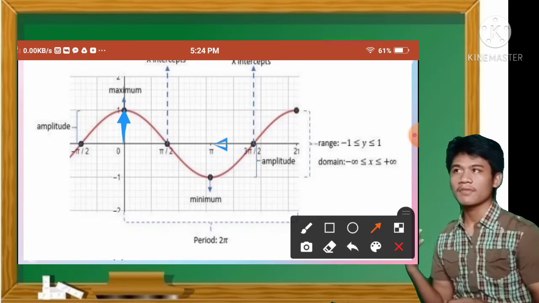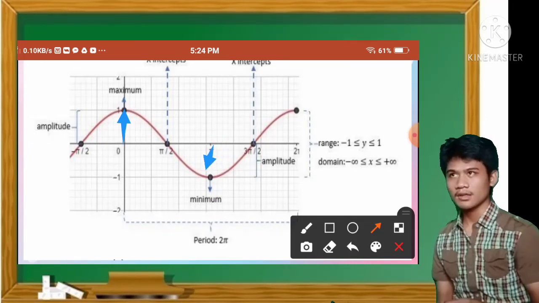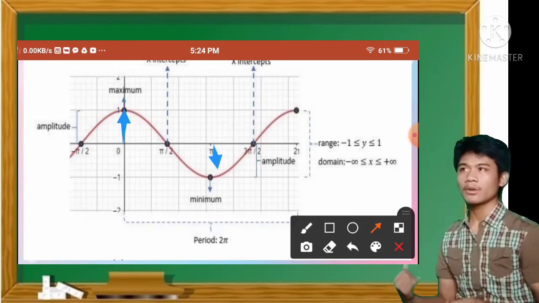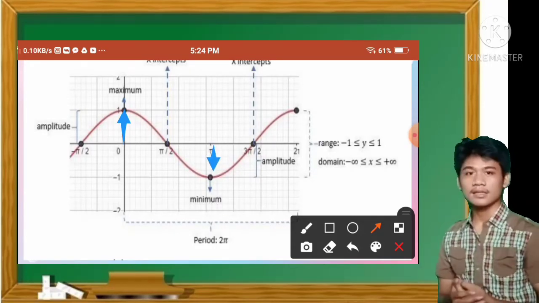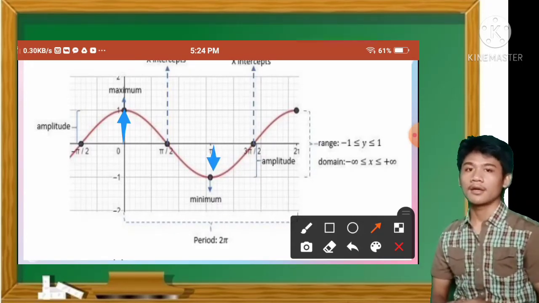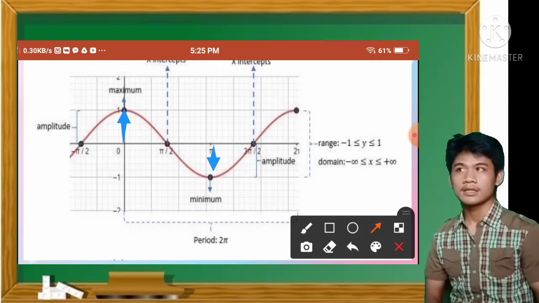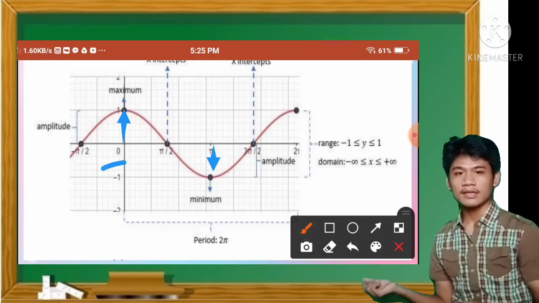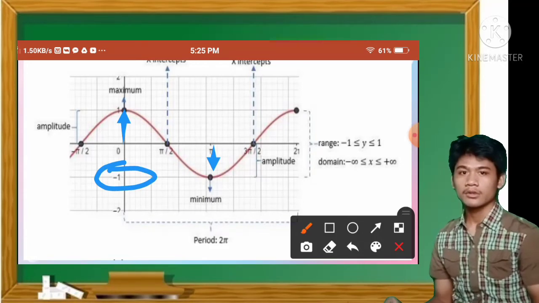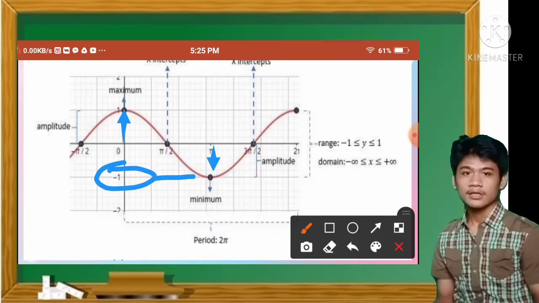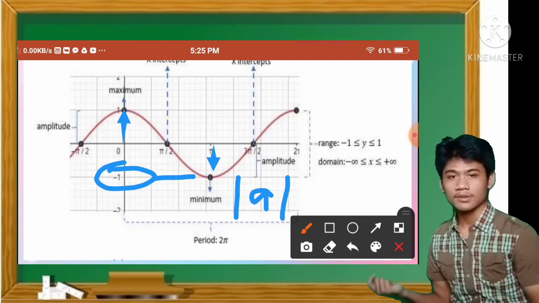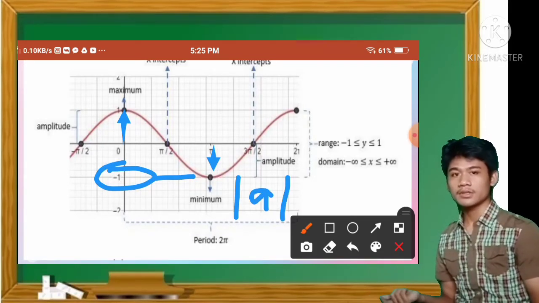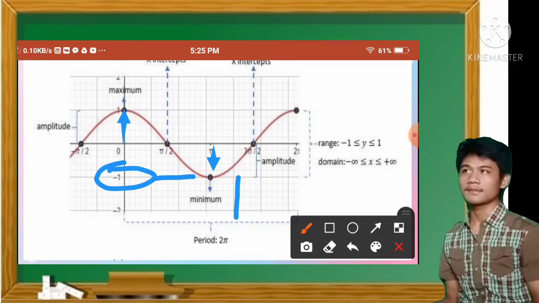Or from the x-axis down to the minimum point, that is also our amplitude. Since it is -1 if we go down to our minimum point, just remember that amplitude is the absolute value of a. So the absolute value of -1 gives us +1.